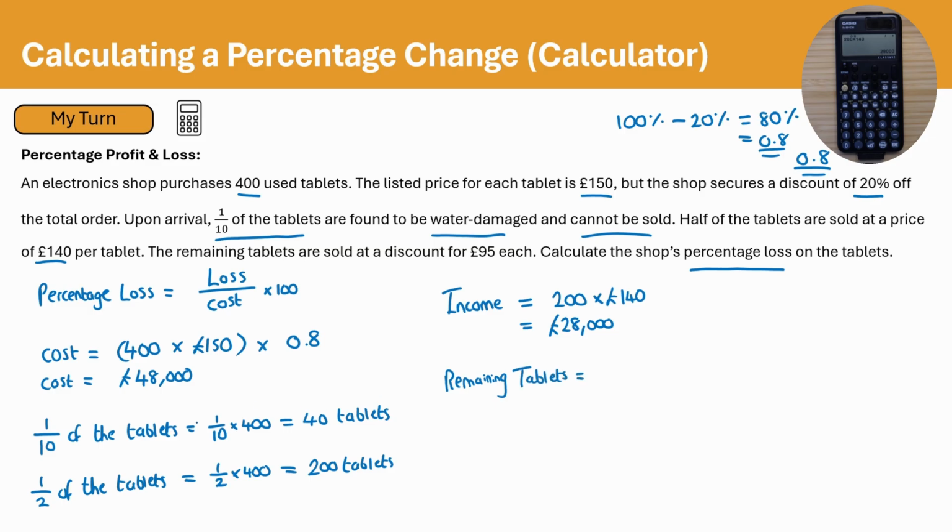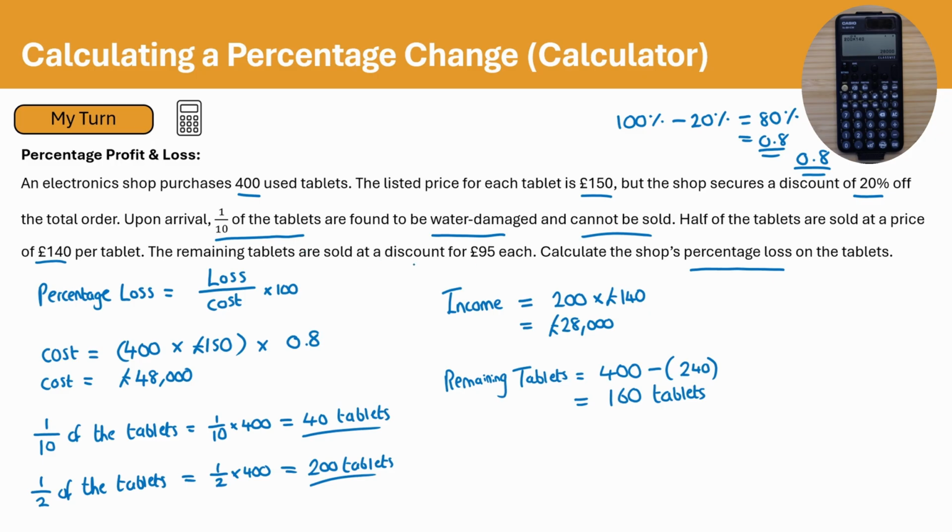Well, what it means by remaining tablets is whatever is left over after we've discounted the damaged 40 tablets and half of the tablets that have already been sold. So to do that, we'll take our 400 tablets and then just take away 240, which is a combination of the half that was sold and the 40 that were water damaged. And you type that in your calculator and it would give you 160 tablets remaining.